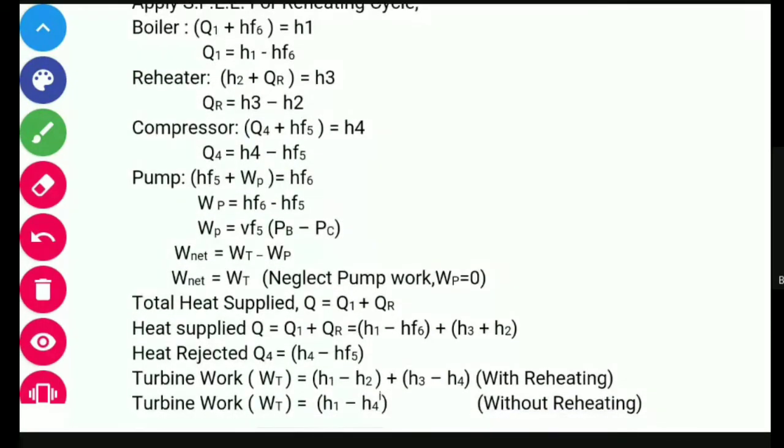H1 minus HF6, where Q1 is equal to H1 minus HF6 and where QR is equal to H3 minus H2. Okay, the two are added here. One is H1 minus HF6, the other one is H3 minus H2, it's not plus.